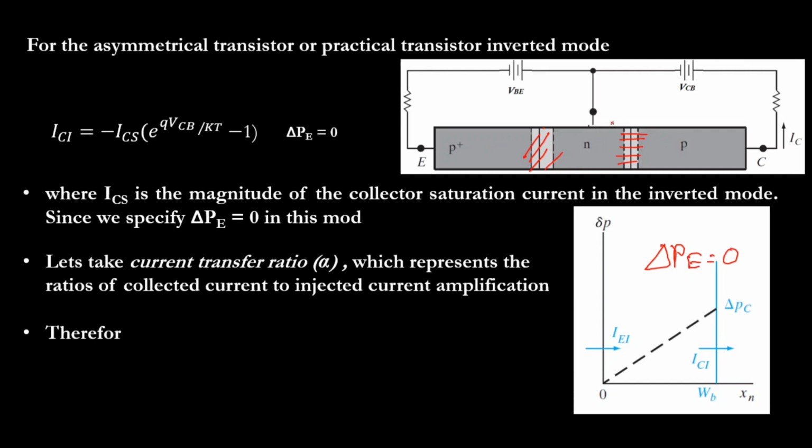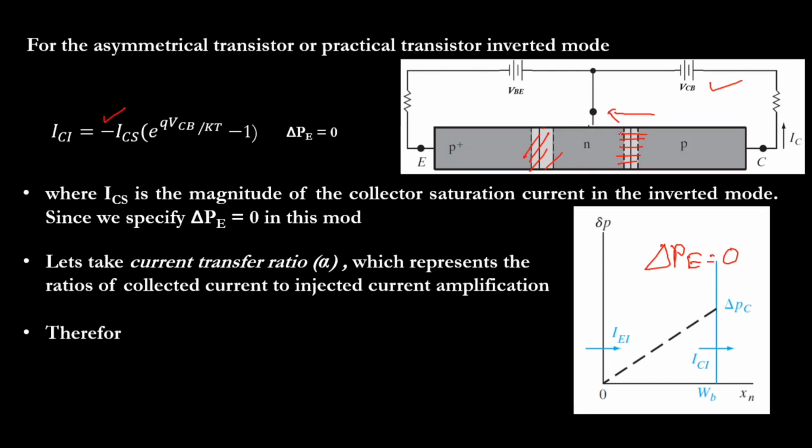But we are applying an inverted biasing configuration. Whatever the current flowing through this collector junction, I should mention it as IC only. So IC is equal to ICS. What is ICS? The magnitude of the collector saturation current, times e to the power qVCB by kT minus 1. This is CB, I applied the voltage CB. Why do I mention the minus? If I mention minus, the current flows in this direction.